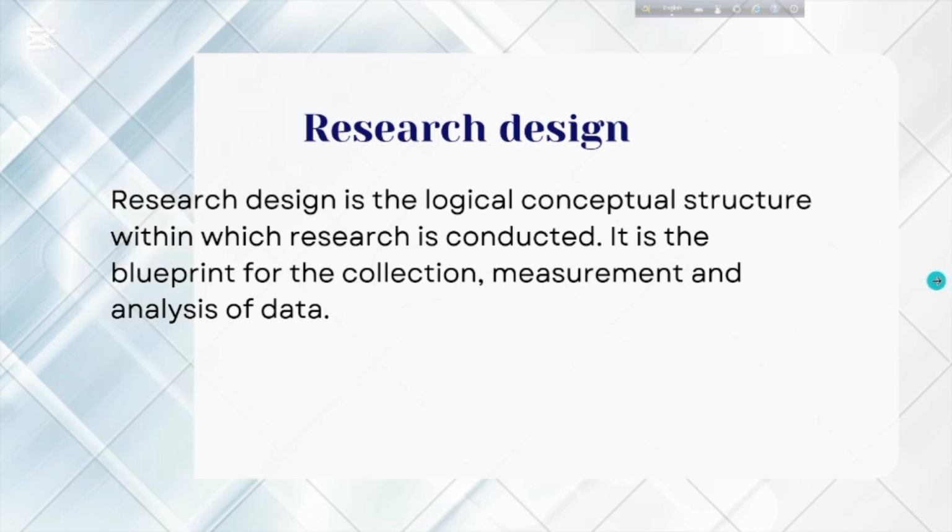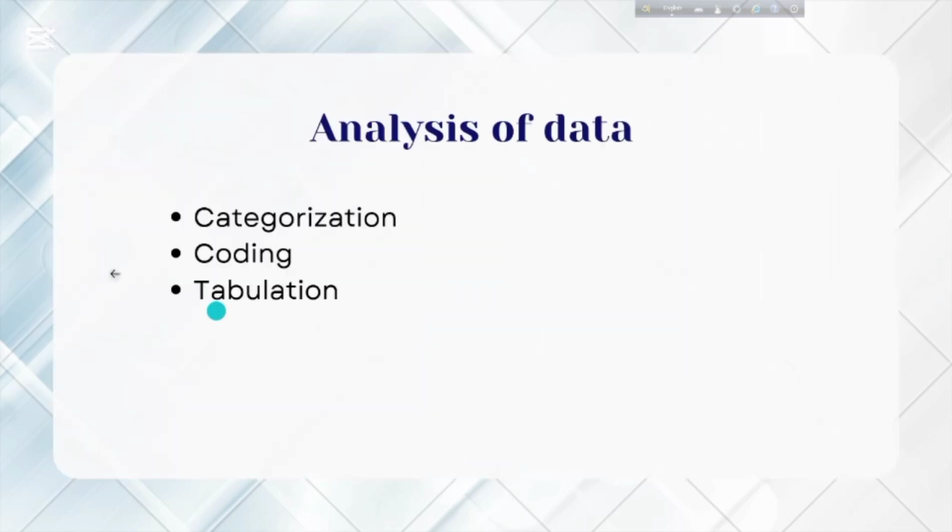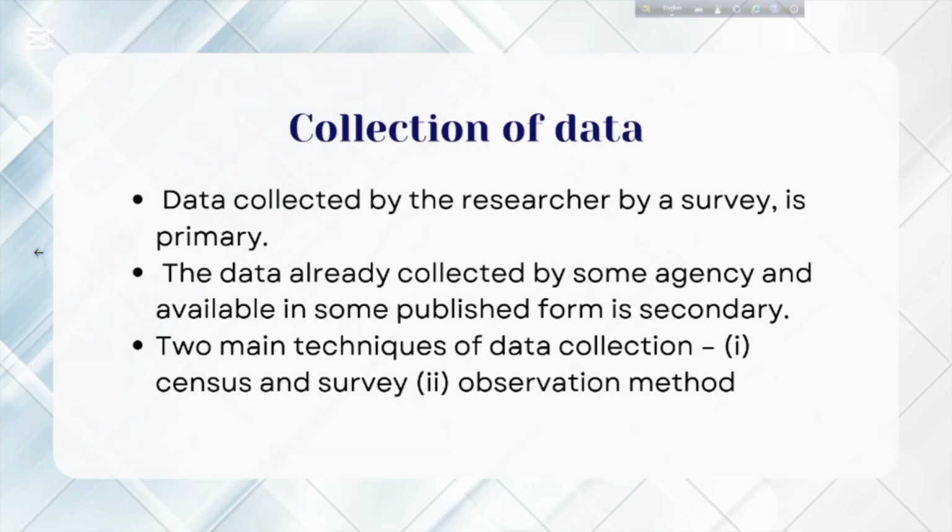The next step is collection of data. Data may be primary or secondary. Data collected by the researcher by a survey is primary. The data already collected by some agency and available in some published form is secondary. Two main techniques of data collection are 1. Census and survey, and 2. Observation method.